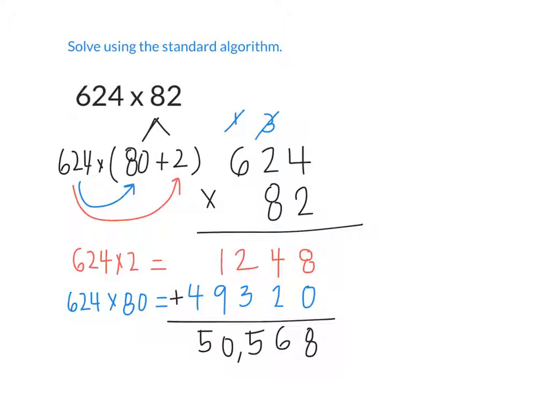Whenever we do the standard algorithm, we're taking one factor, the factor that's on top, in this case 624, and we're multiplying it by each place value digit at once, right? We're doing 624 times 2, and then later we're doing 624 times 80. If there was another digit, we would do 624 times whatever's in the hundreds, right? So each partial product comes from one of the place value positions of the second factor, which is the same thing as the area model. Make sense? Good.